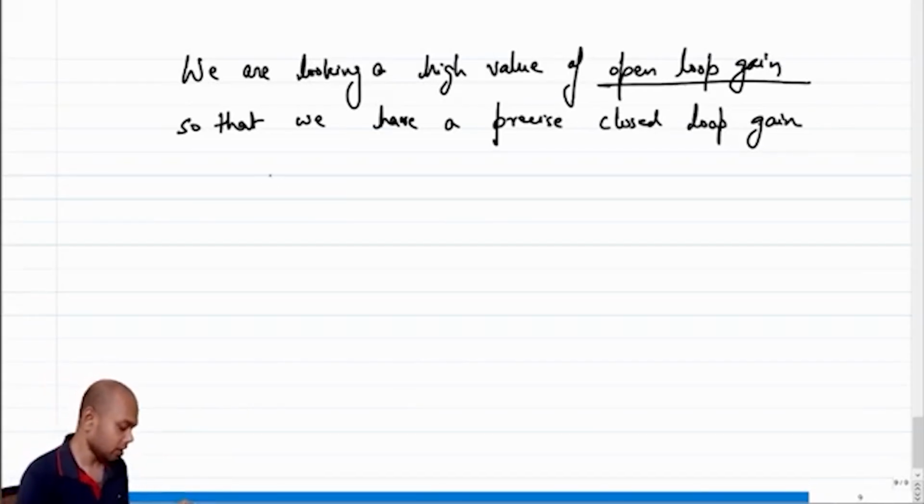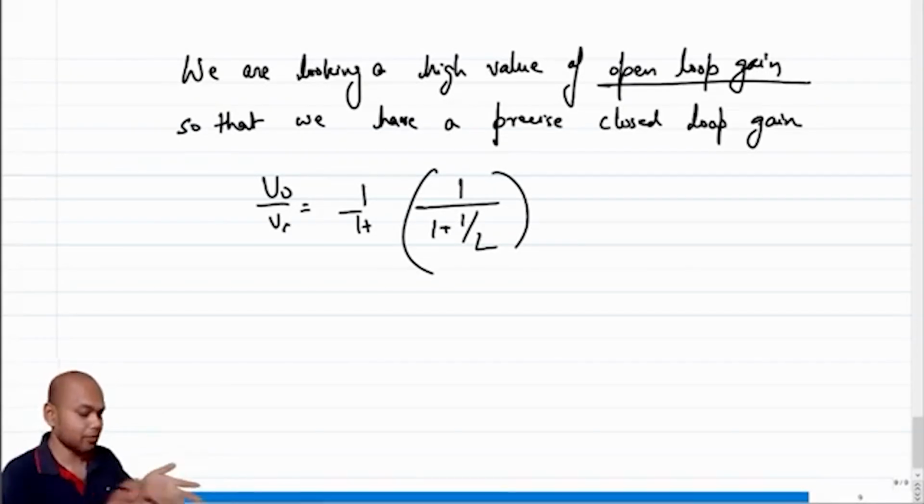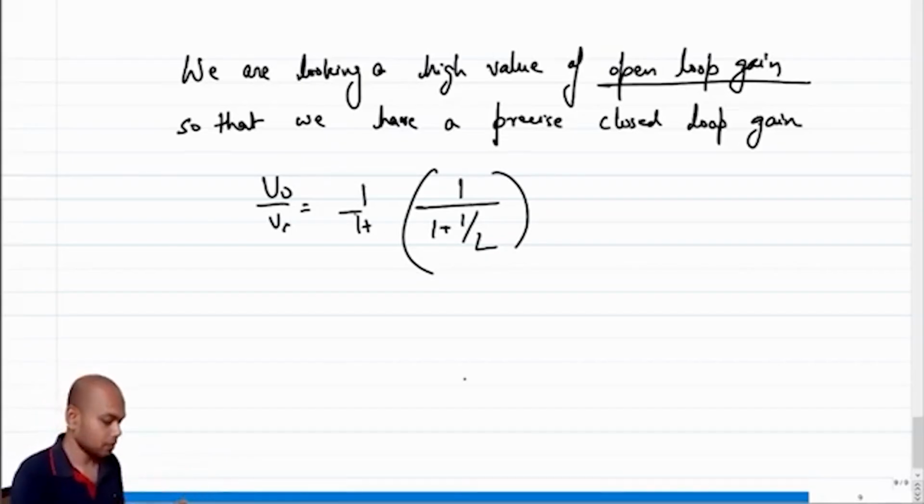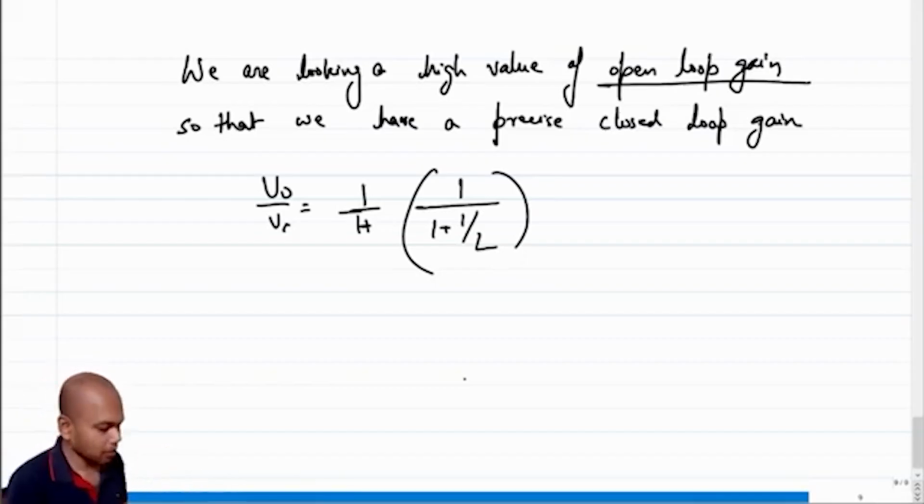Why do we say so? Because note that V naught over Vi is 1 over H times 1 by 1 plus 1 by L. So as long as L is high enough, I can neglect 1 over L with respect to 1, and V naught over Vi will become 1 over H. We are looking for 1 over H, and since H is a ratio of resistors in the cases that we have seen, we are good.